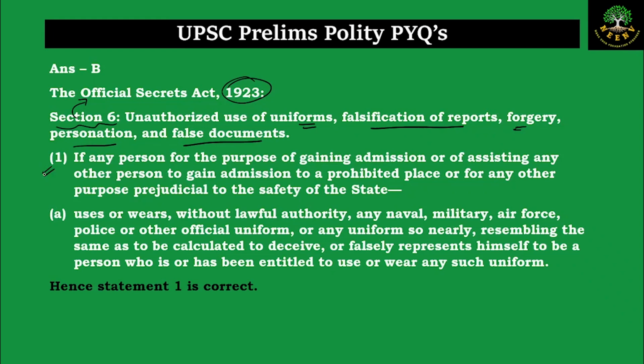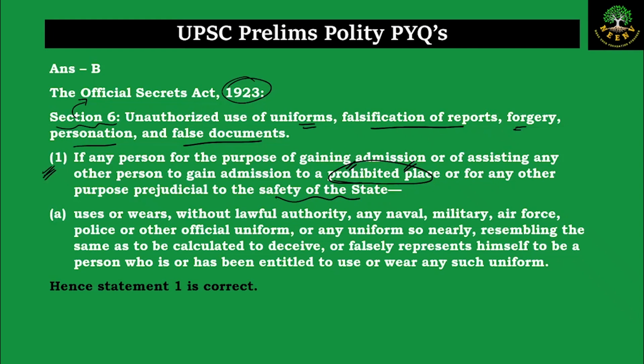Clause 1 talks about if any person, for the purpose of gaining admission or assisting any other person for gaining admission to a prohibited place, or for any other purpose prejudicial to the safety of the state. So if you're trying to go to a prohibited place, or if you're trying on helping any other person to have access to a prohibited place, you will be penalized under this particular clause.